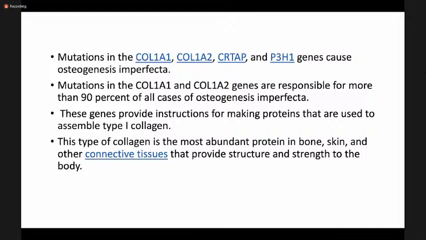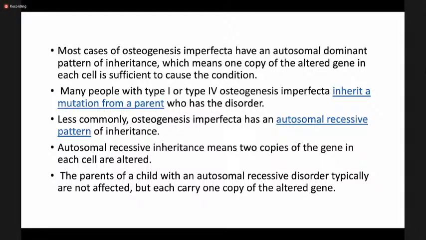COL1A1 and then COL1A2 genes are responsible for more than 90% of all cases of osteogenesis imperfecta. They provide instructions for making proteins that are used to assemble type 1 collagen, which is the main element you'll find in bones. This type of collagen is the most abundant protein in bone, skin, and other connective tissues that provide structure and strength to the body.